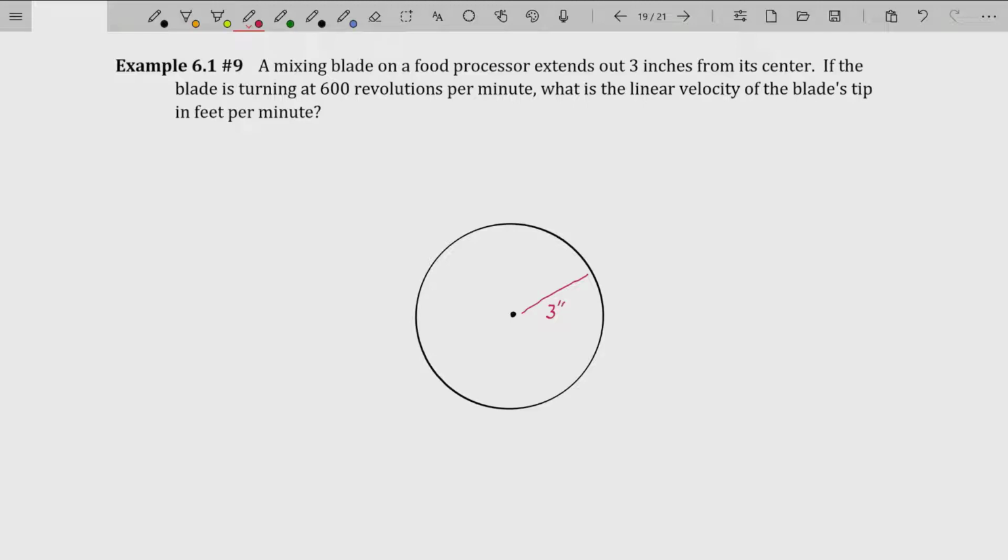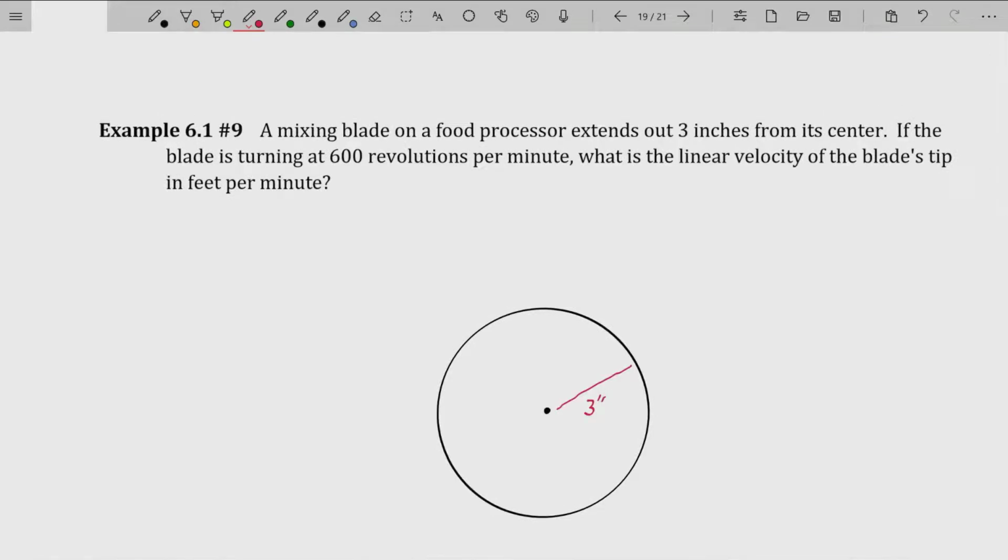3-inch. Okay. If the blade is turning at 600 revolutions per minute, what is the linear velocity of the blade's tip in feet per minute? So there's a lot of things going on in this problem. First of all, 600 revolutions per minute. That is sort of, not exactly, but sort of an angular velocity.